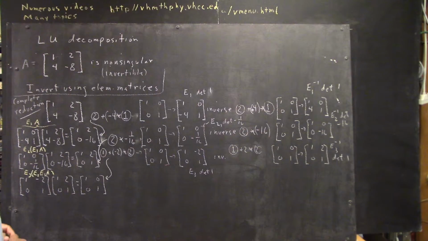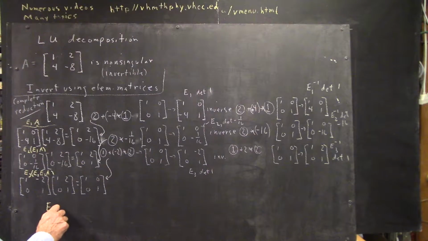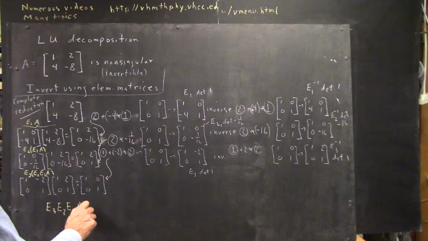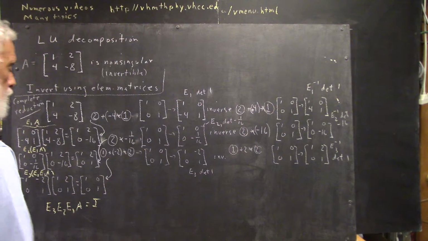So the final matrix is E3 E2 E1A, and that equals the identity.